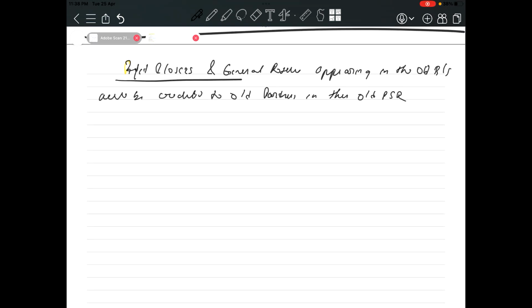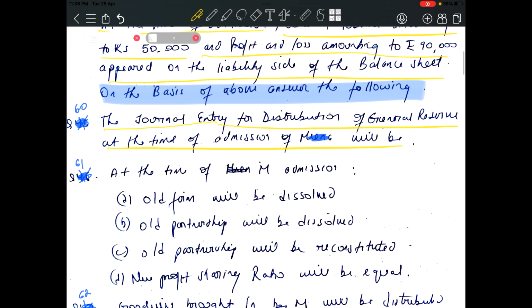Normally we can say accumulated profit and losses or general reserve, right? So all the years before a new partner is admitted, old partners, okay, they have worked hard, they have earned this profit. Okay, so who will be entitled to this accumulated reserves? The old partners, right? So in which ratio will we divide this accumulated reserve? In the old profit sharing ratio between the old partners.